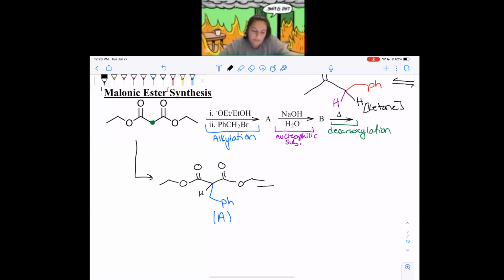Now, A is going to react and do a nucleophilic substitution. Last time, we substituted one of the esters. Now, can we pick which side to substitute? Are we going to substitute both, neither, left, or right? What do you guys think? Left, right, both, neither. Which one are we going to substitute?